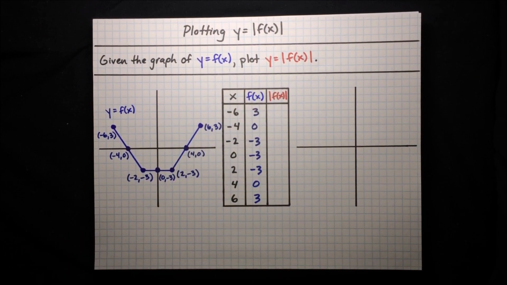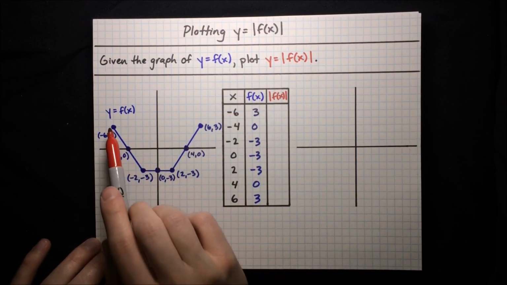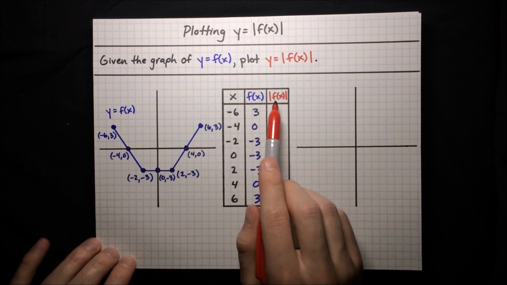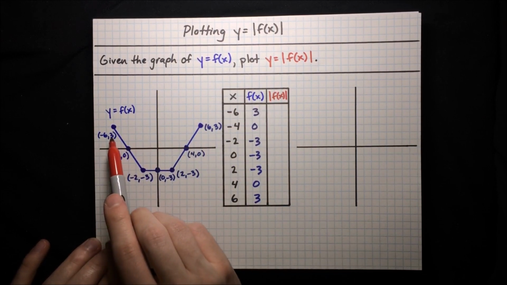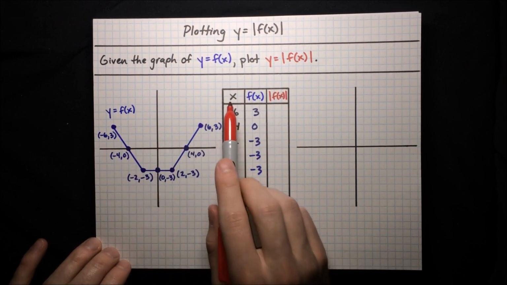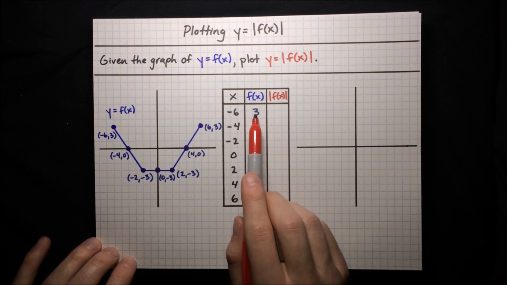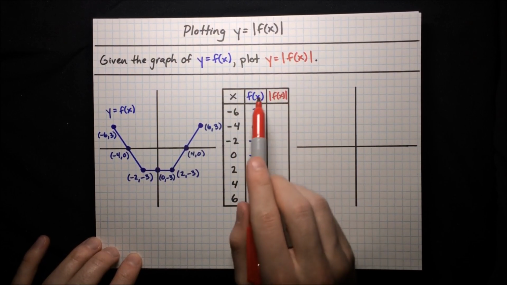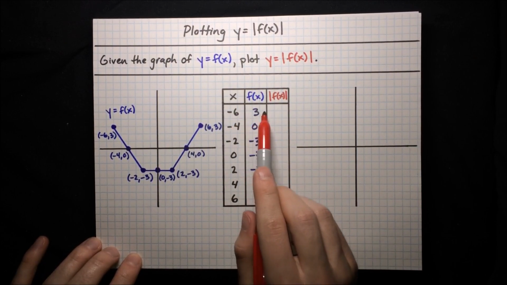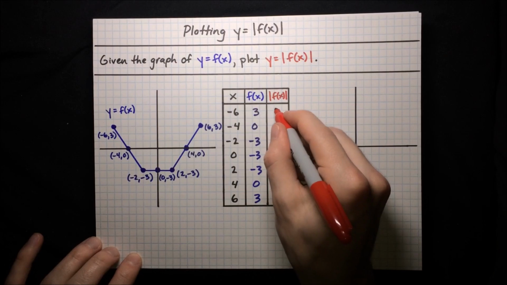In order to see what effect the absolute value has on the graph, it's handy to take some points on the graph and just run them through the absolute value. So for example, here we've got a point (-6, 3), and we'll put that in a table with x and f of x. x is -6, f of x is 3. And now for the function y equals absolute value of f of x, the output is just the absolute value of the original f of x. So the output would be the absolute value of 3, which stays the same, 3.